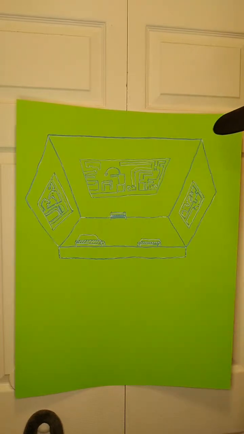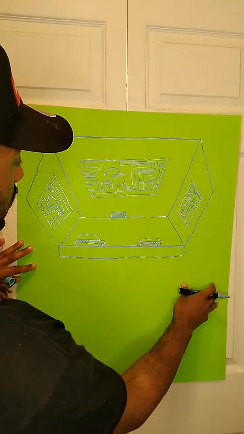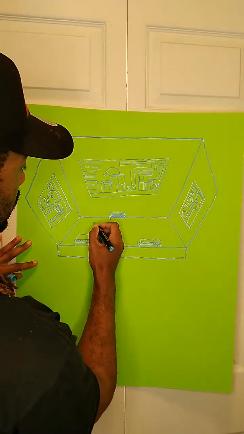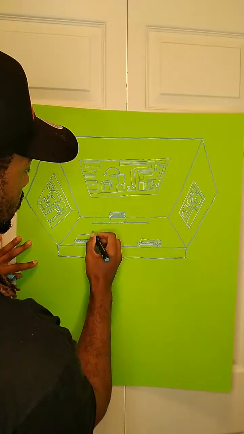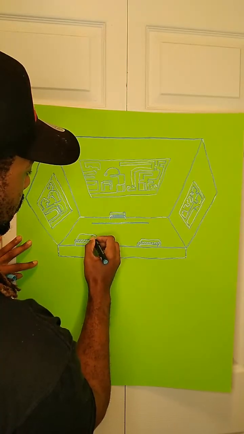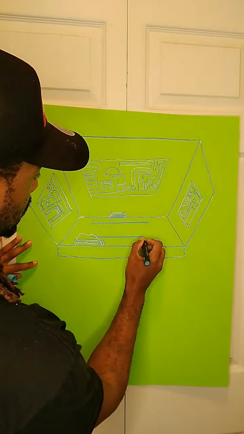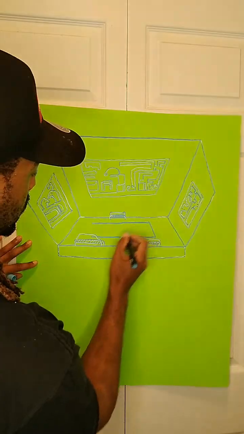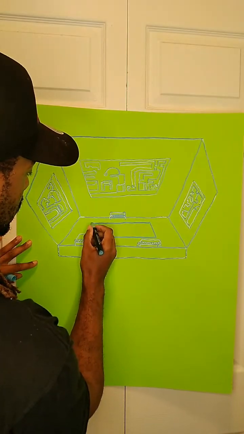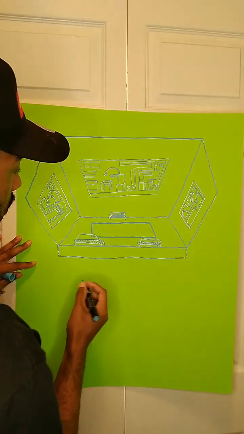Oh, I forgot to draw. I can draw the carpet now. Let's draw a carpet. So I'm full of rain. And today we're drawing our poster. Drawing on a green poster board. You had to do that, didn't you? There we go.